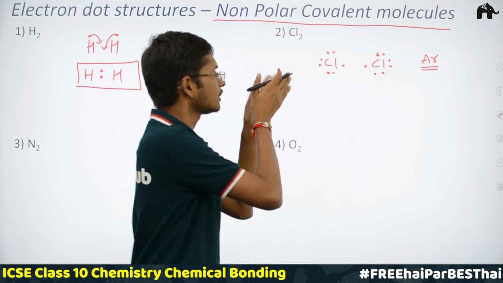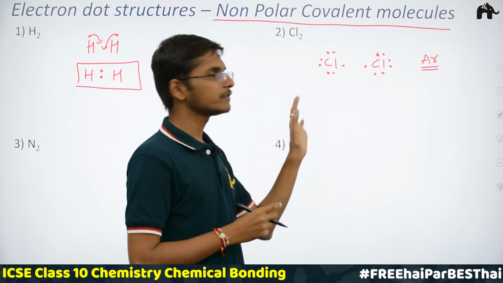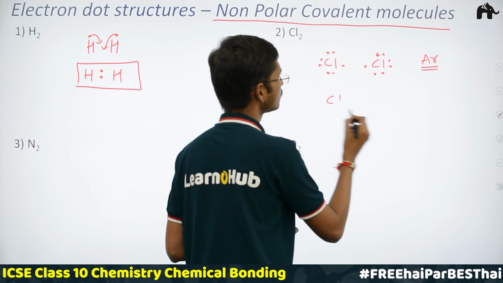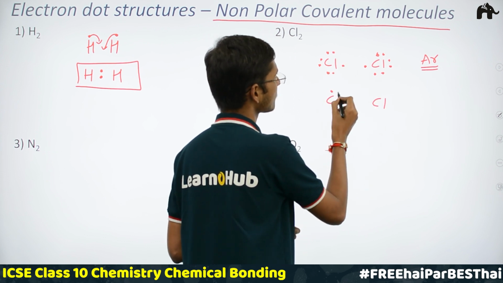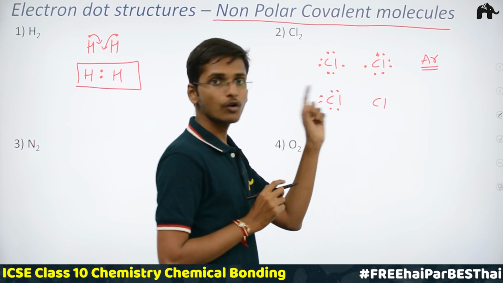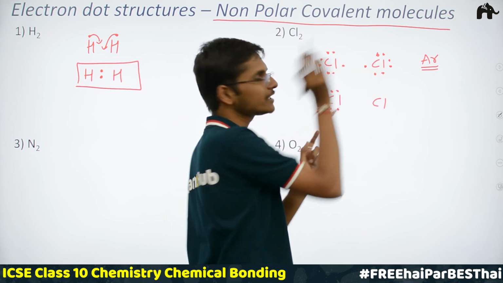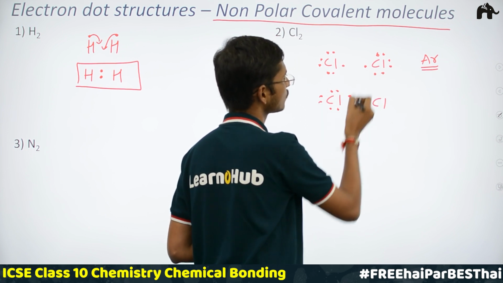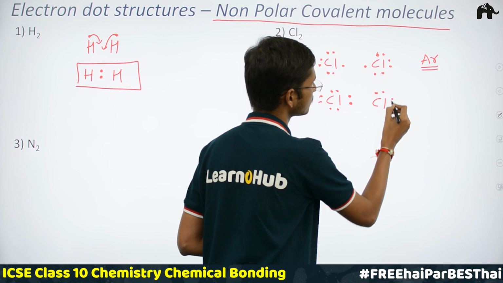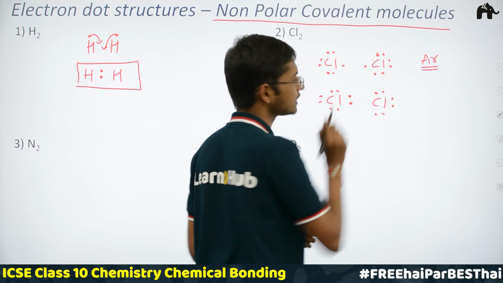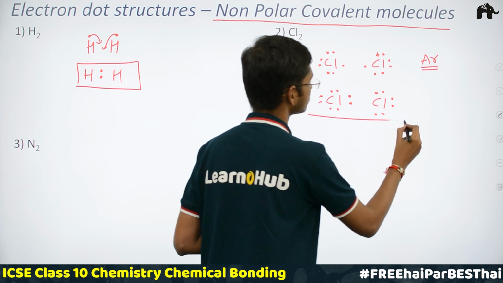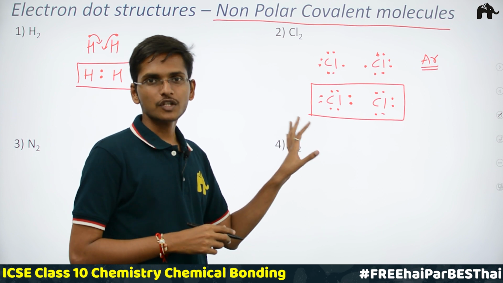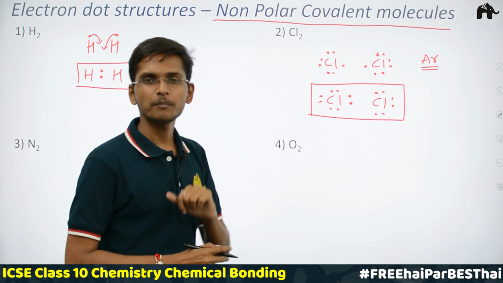Now, what are they doing? Neither of them is willing to give up the electron, and both of them want the electron, so they share the electron. The remaining pairs of electrons remain as they are, because both of them want just 1 electron. So they share 1 electron with each other. See here, this chlorine atom's electron is here, this chlorine atom's electron is here, and the remaining 3 pairs of electrons stay with each atom itself. Very clear?